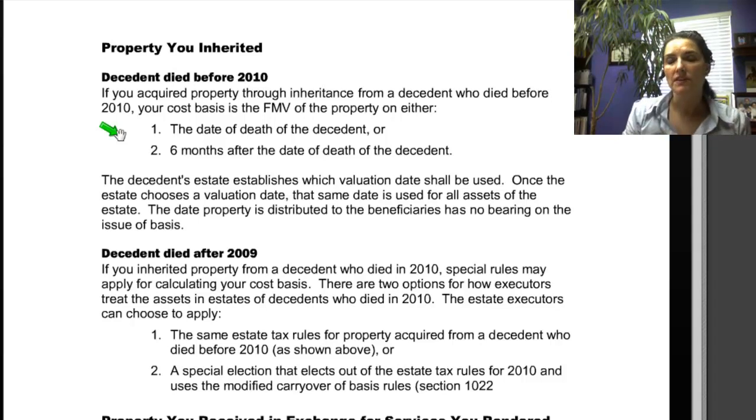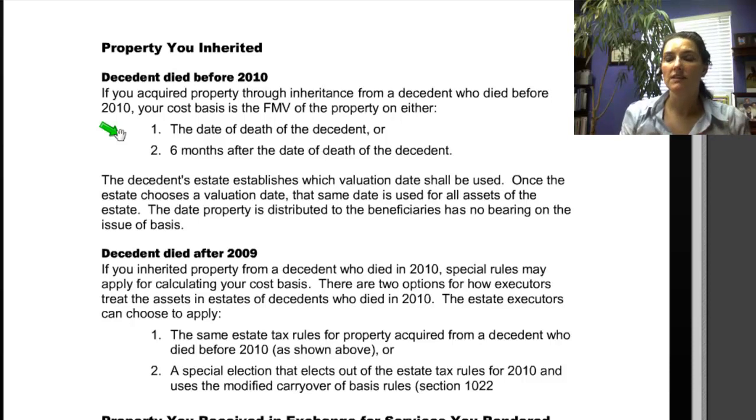Now, it is possible for the estate to pick a date that is 6 months later. And so in that case, you might go to the fair market value on June 29 of 2010, because that would be 6 months later. But most estates are so small, no one stops to think or plan what kind of a valuation or what valuation date should be chosen. And therefore, in most cases, you're really just going to fall on the date of death.